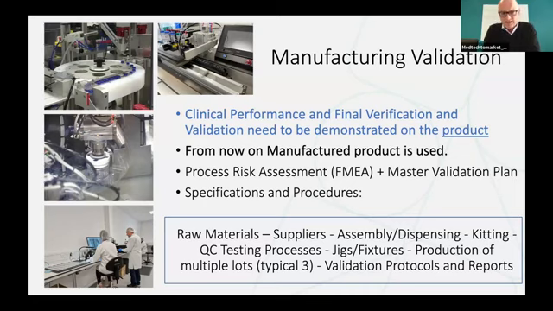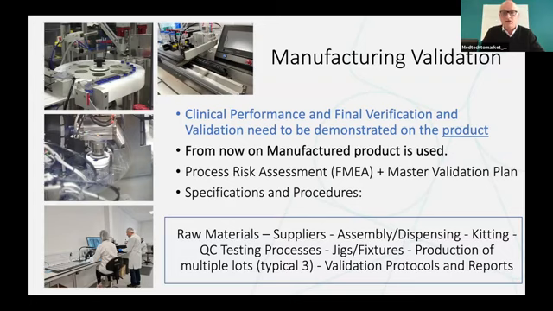But at the manufacturing stage, you're really looking at setting up into place the raw. I mean, this can be outsourced, of course. You can set up your raw materials, your suppliers, assembly jigs and fixtures, kitting processes, all your QC testing processes and specifications.